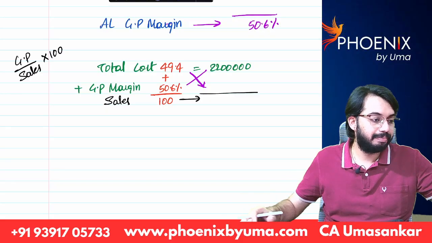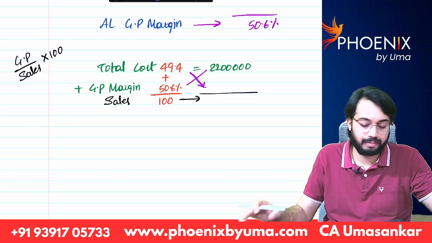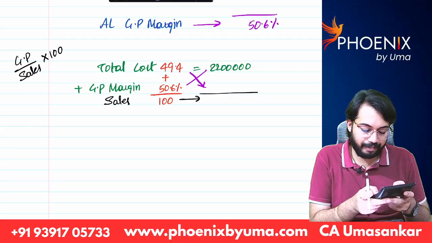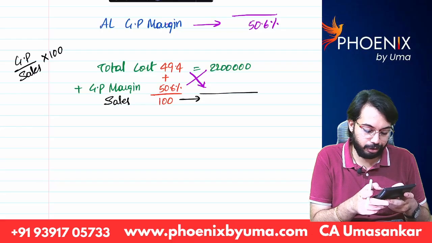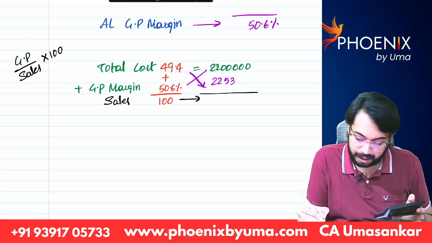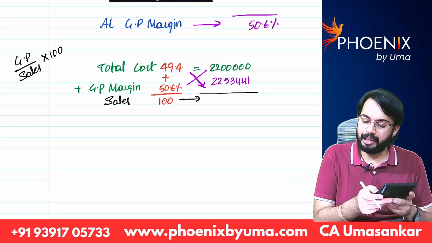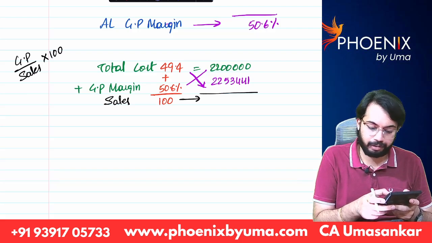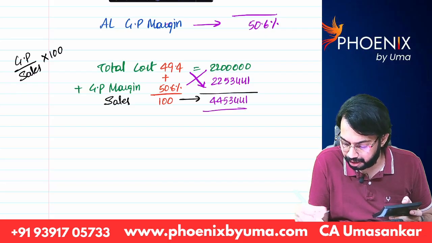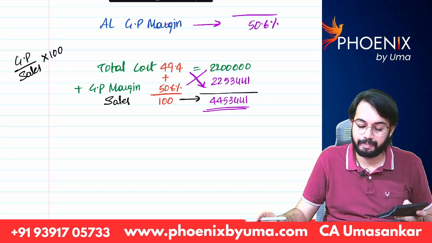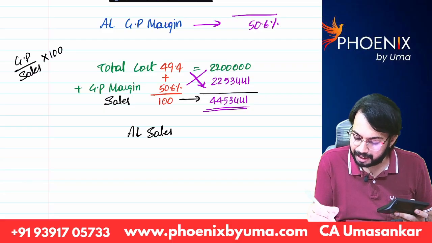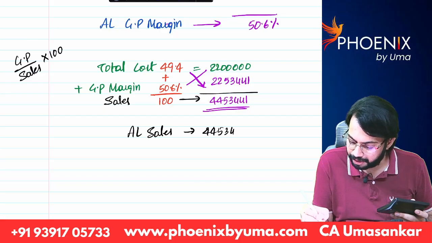Just give me 1 second. So now tell me how much is GP margin? 22 lakhs divided by 49.4 into 50.6. How much? 22 lakh 53,441. In that case, sales will be 22 lakhs plus 22 lakh 53,441, 44 lakh 53,441. That will be considered. So how much is arm's length price? Arm's length sales are 44 lakh 53,441.